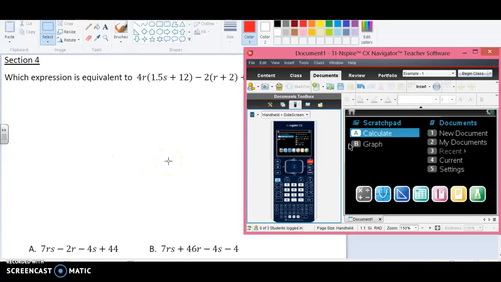Hello again. Now we're on section 4. Almost there, guys. We're working on more equivalent expressions.